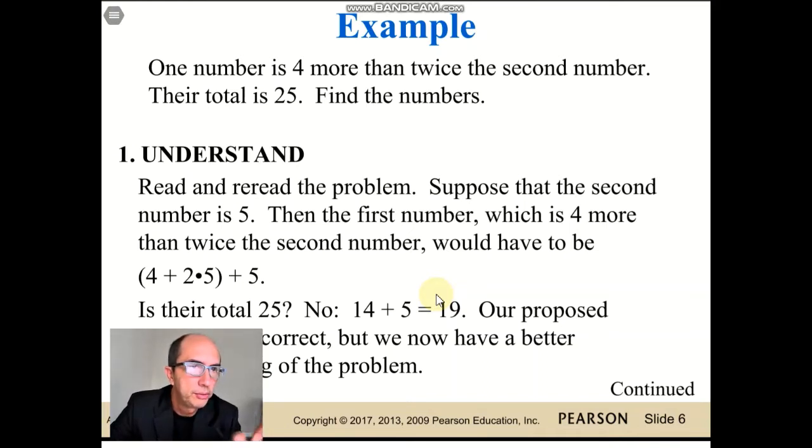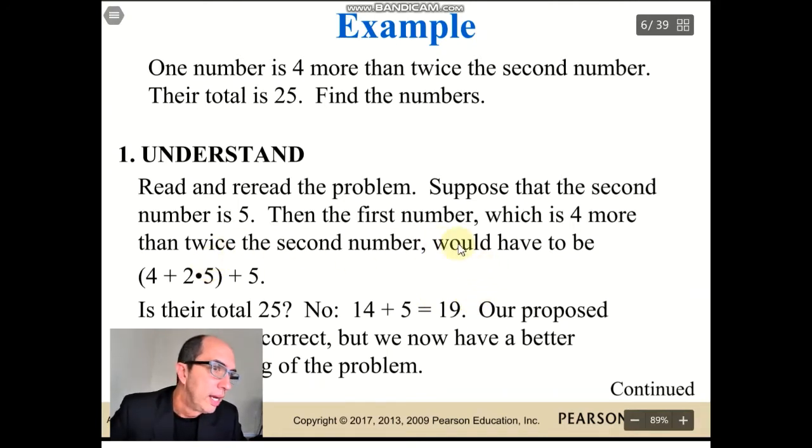My suggestion, try to also explain to yourself in your own words the problem. And I'm gonna do it right now. One number is 4 more, that means 4 plus, 4 added. And then twice the second number. Twice the second number means 2 times, 2 multiplied by the second number. And the total, if you add them together, is 25.